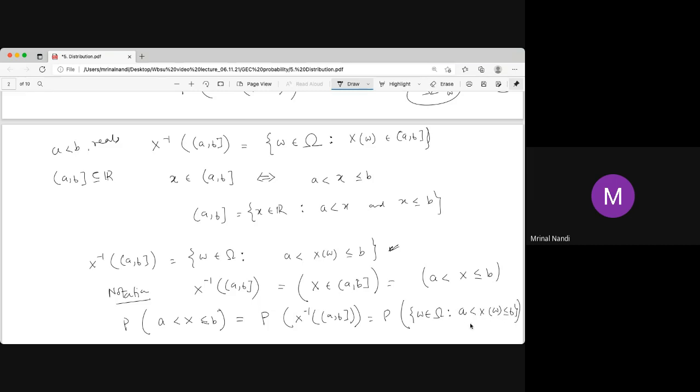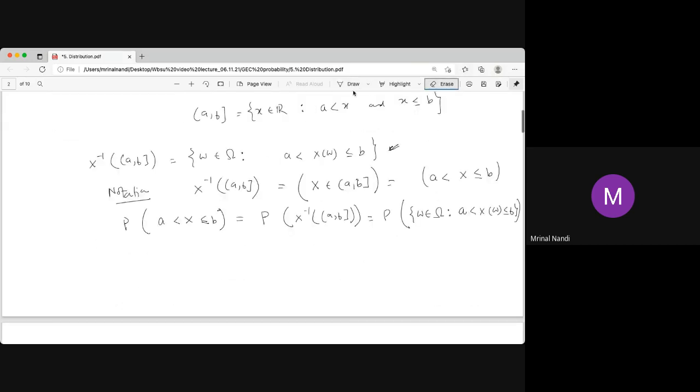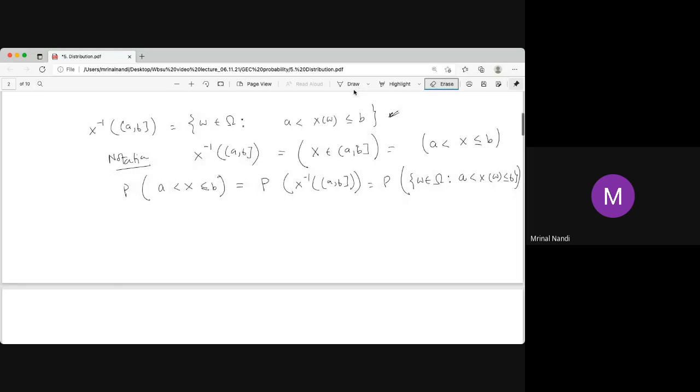And by definition, this is an event. This belongs to the event space, by the definition of a random variable. If the event space is a power set, there is no problem. But if it is not a power set, then we have to take such a random variable, such a function, that the set of omega such that A is less than X of omega and X of omega is less than or equal to B is an event. And then we can talk about the probability of that. So this is a very important part of a random variable.